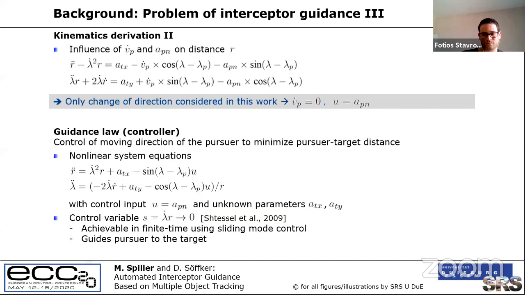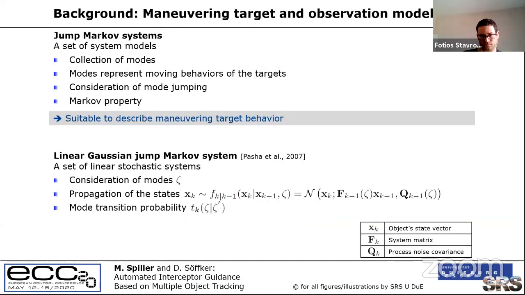Then it can be shown that by driving this control variable to 0, the distance between the 2 objects will decrease. In this work, jump Markov systems are used to describe the moving behavior of the objects. This is advantageous because it can describe different moving behavior like straight ahead movement or turning maneuvers. Jump Markov systems can be described by a set of, in this case, linear stochastic systems, and each of these systems corresponds to a mode.